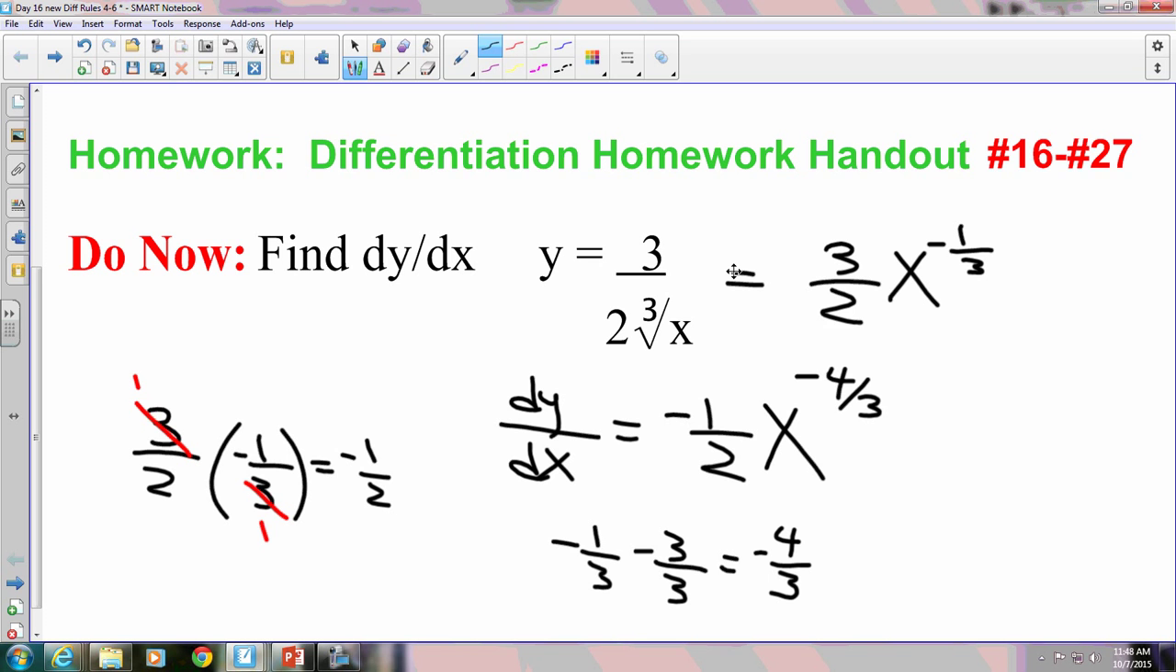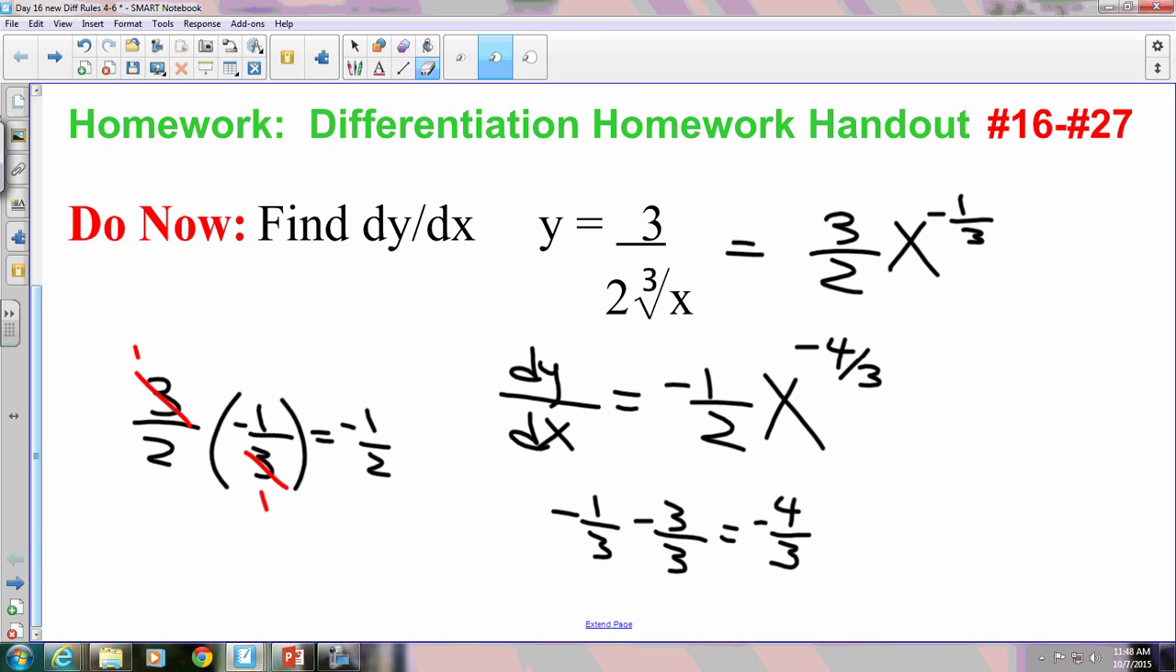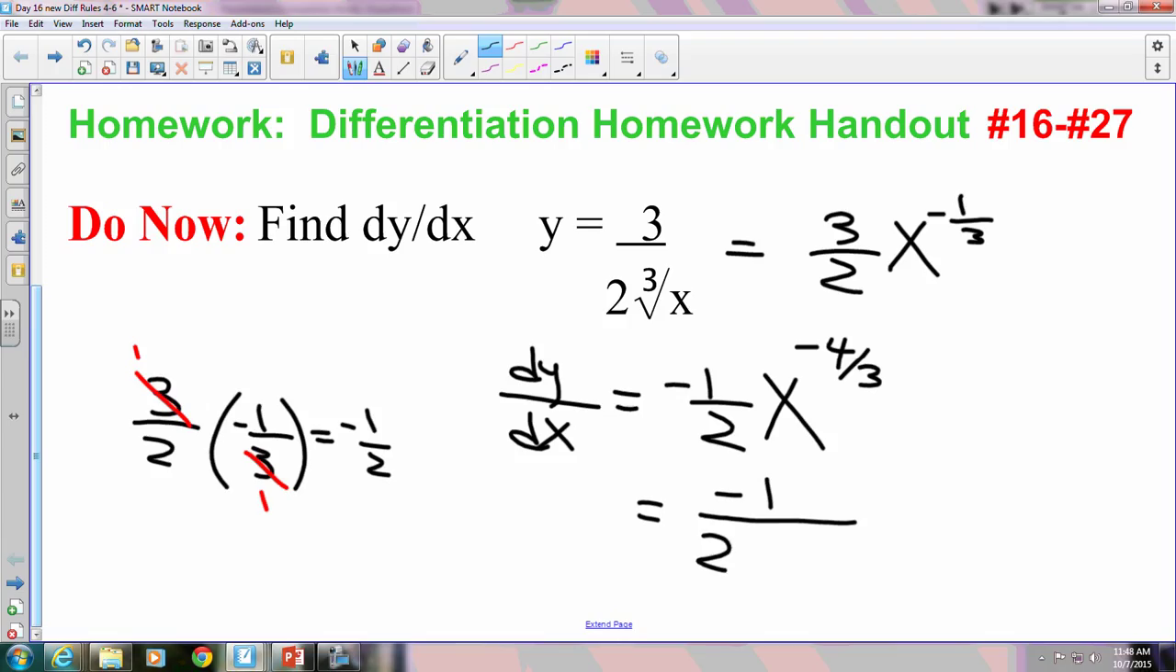Now, we can rewrite that. We can have a little more fun with this before we get to the homework. So we have the negative 1 over 2. Now, the x is going to be in the denominator because the exponent's negative. Which is the root? The 4 or the 3? The 3. So it's the cube root of x to the 4th.